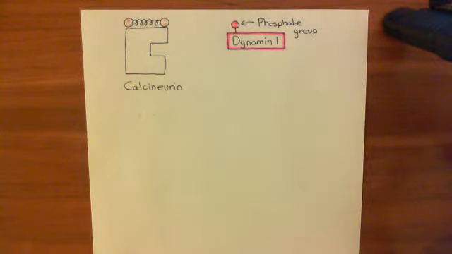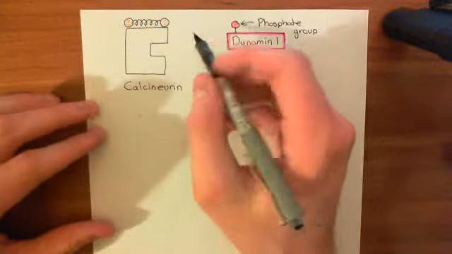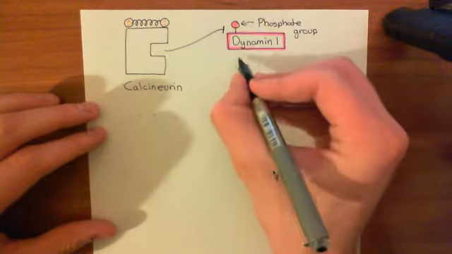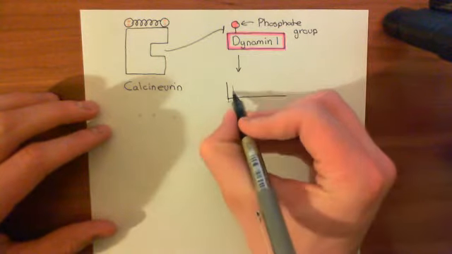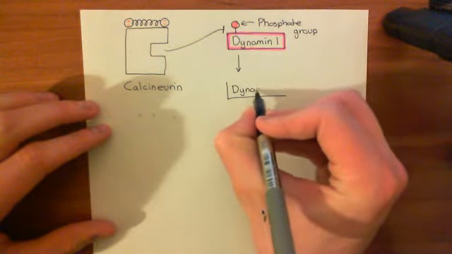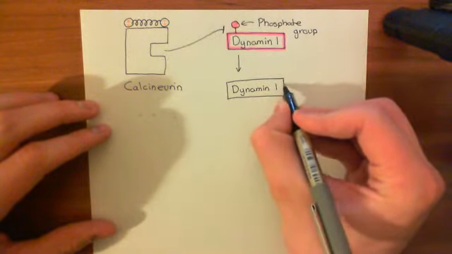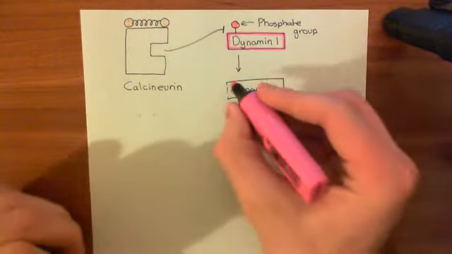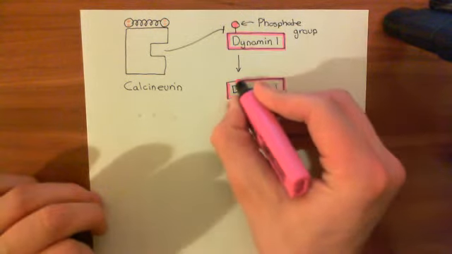Now, when the calcineurin protein becomes activated, it's going to remove that phosphate group from the Dynamin 1. So it's going to come over here and chop this off. So I'll put an inhibit sign on the phosphate group. It's going to remove that phosphate group from the Dynamin 1 protein. So this is Dynamin 1. And Dynamin 1 is now going to go and wrap around the neck of the clathrin-coated vesicle bud, or the clathrin-coated vesicle pit, as you'd call it.